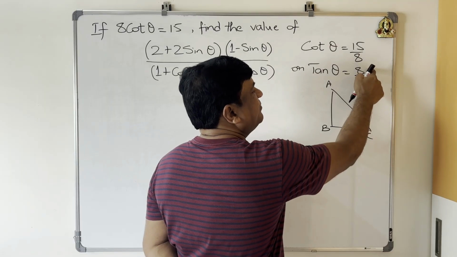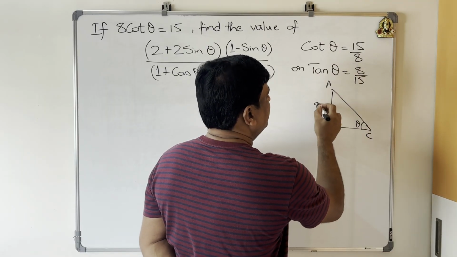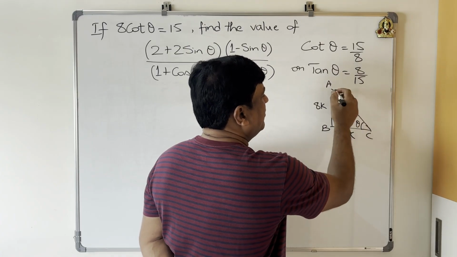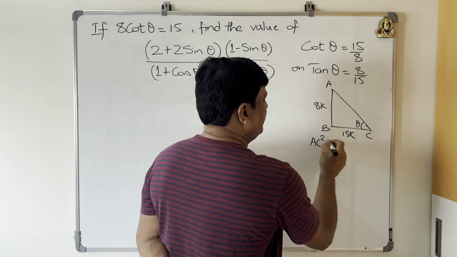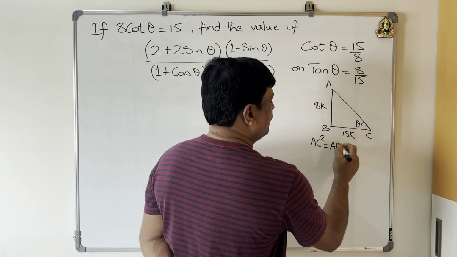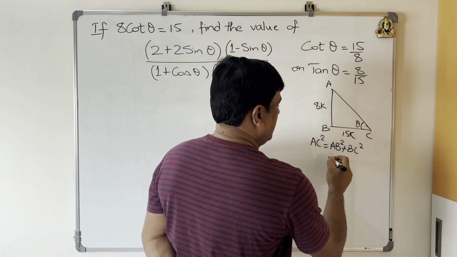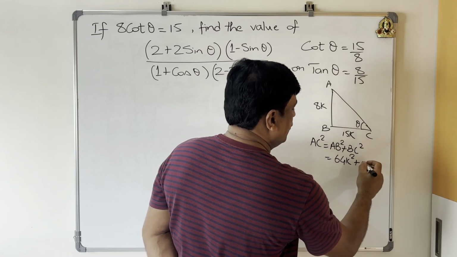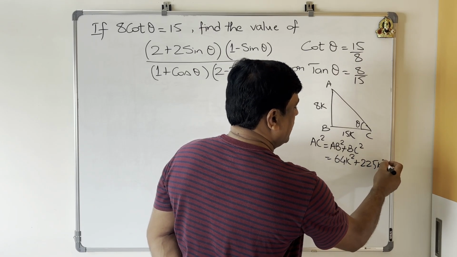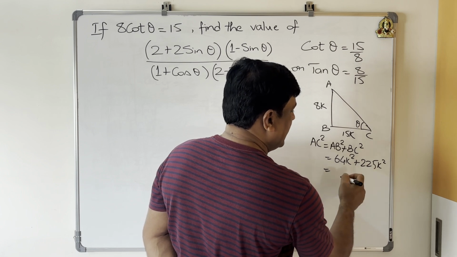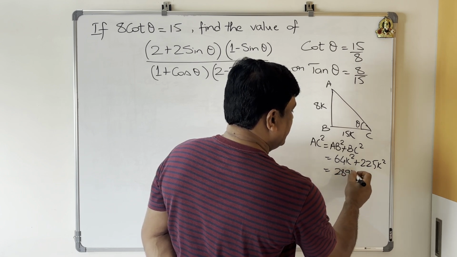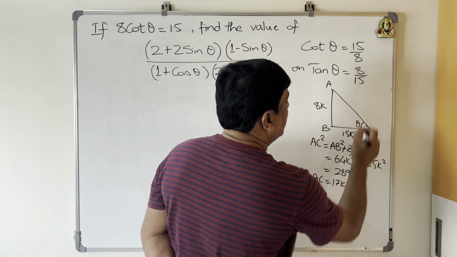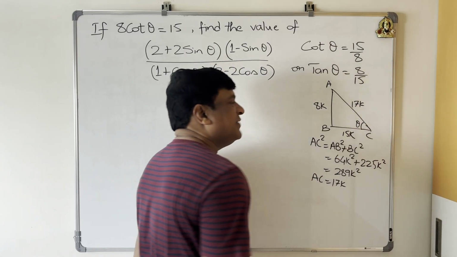8 by 15 means this is perpendicular by base, so make it 8k and make it 15k. So you need to go ahead and find the hypotenuse for this one. So AC square is equal to AB square plus BC square, right? What do you get? 8k is 64k square plus 225k square. So when you add these two, you're going to get 289k square, which is AC square. Then AC becomes 17k. Remember, 17k. Okay, that is how it is.